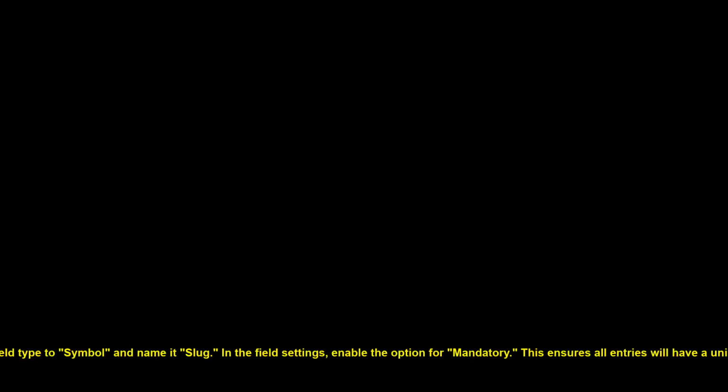Set the field type to symbol and name it slug. In the field settings, enable the option for mandatory. This ensures the field is always filled in. Next, adjust the validations for this field to enforce uniqueness. You can do this by adding a validation rule that checks for uniqueness. Once this is done, save the changes to your content type.